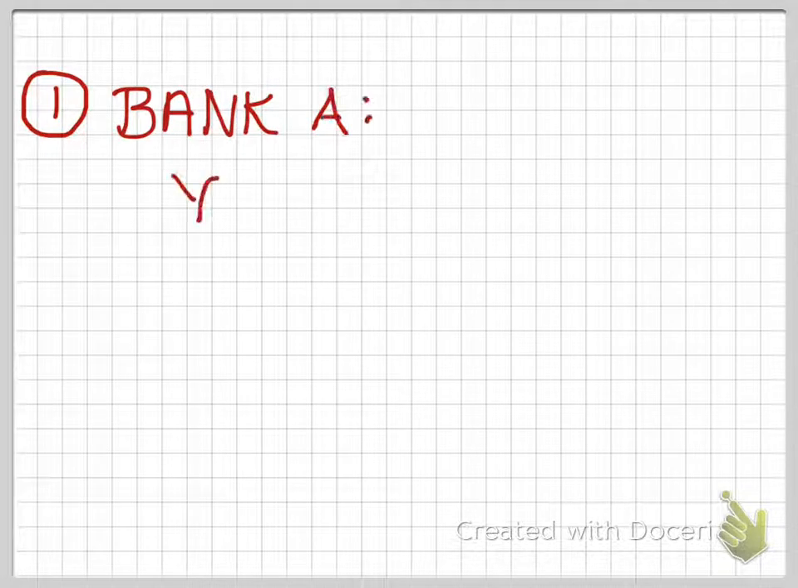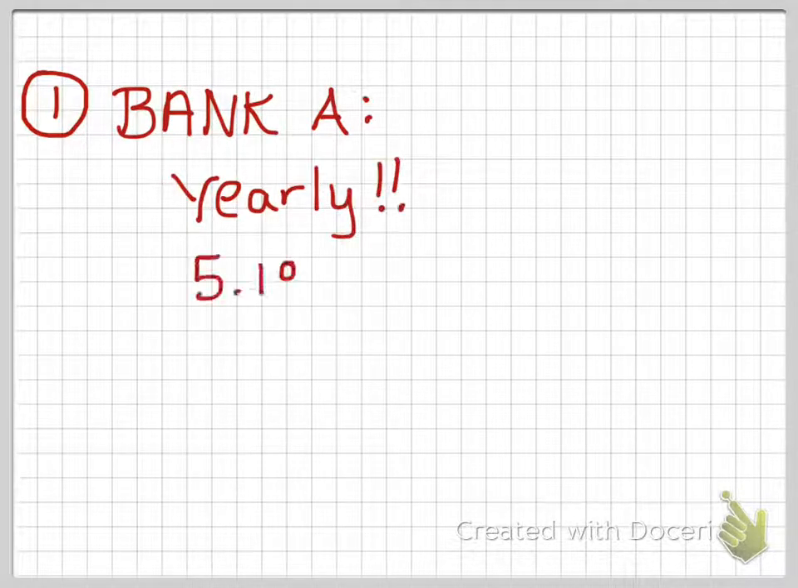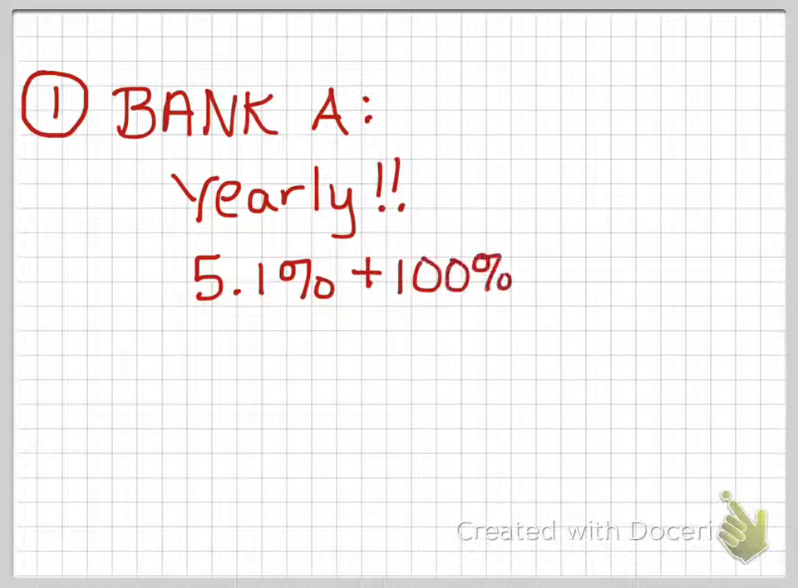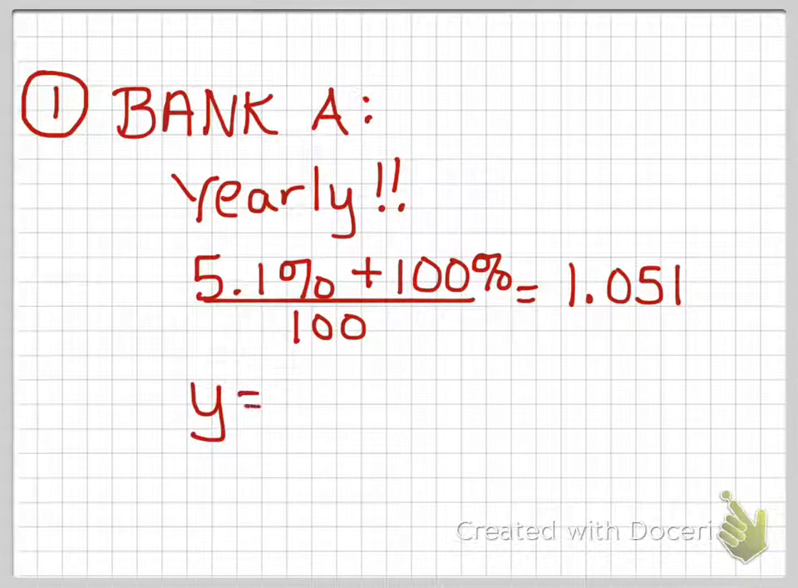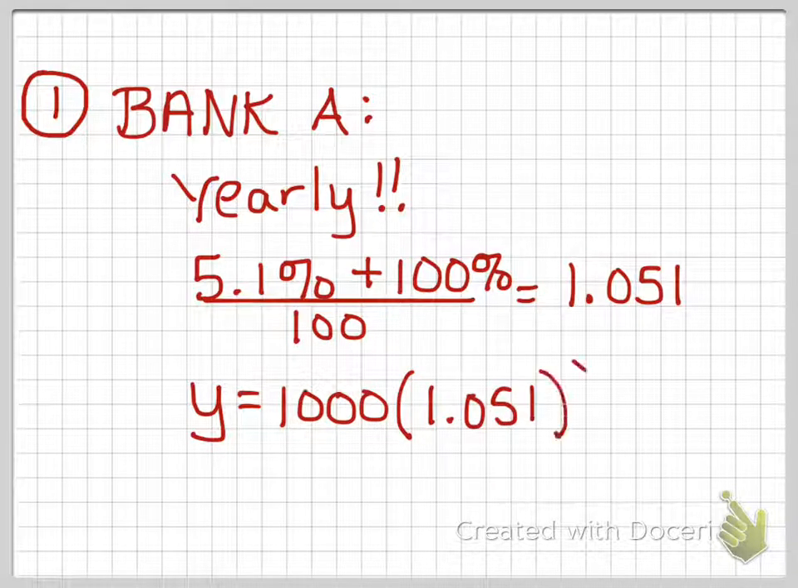Problem 1, Bank A. It says we have a yearly compound interest. So in this case, we have the 5.1%. We have to add it to 100% because it is going to make our money grow. We're going to divide that by 100. And if we do that, you can see that it is going to equal 1.051. That's our multiplier. In which case, the equation is going to be y is equal to 1000 times 1.051 to the x power. And remember, x is the number of years.